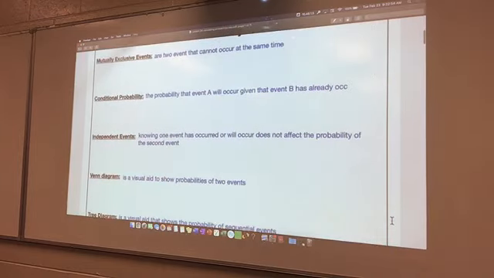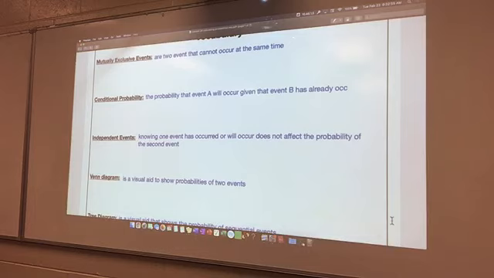So let's talk about mutually exclusive. You have two events. Let's say event A is rolling a die and landing on 3. Event B is rolling a die and landing on a 4. You cannot roll the die and land on 3 and 4 at the same time, right? So those would be called mutually exclusive.